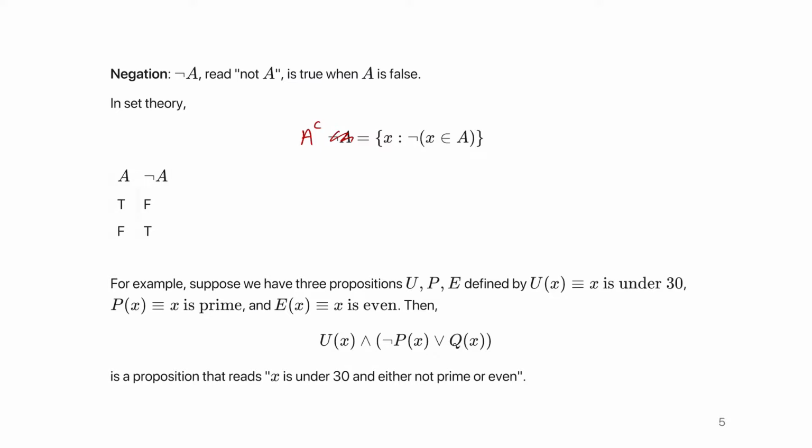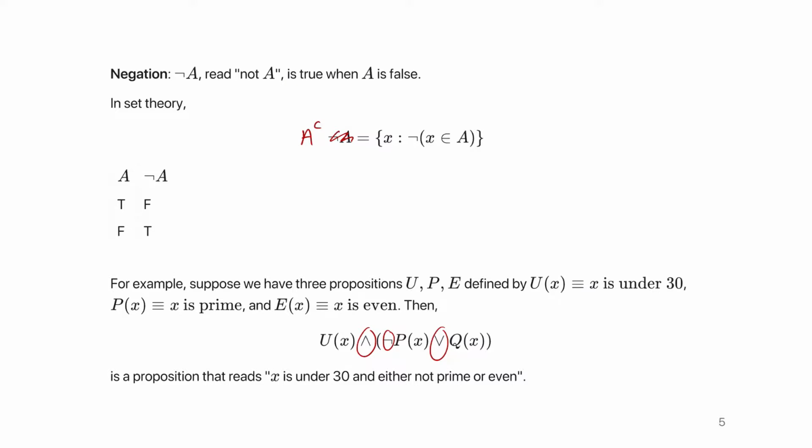Suppose we have 3 propositions: U, which is true when x is under 30, P, which is true when x is prime, and E, which is true when x is even. Then this structure I've written here reads x is under 30 and not prime or even. So we replace all of these with ands, all of these with ors, and all of these with nots, and read it from left to right.